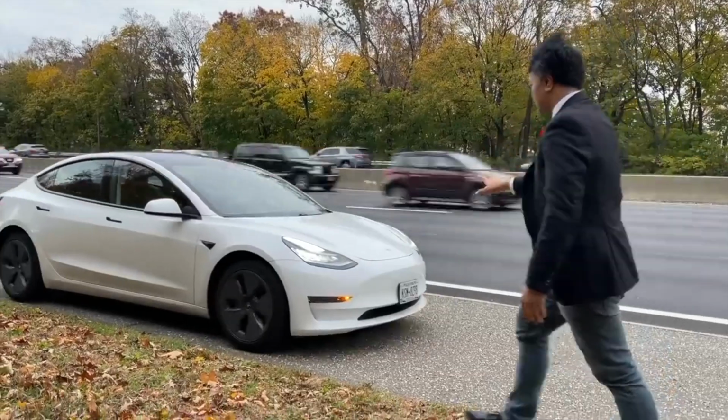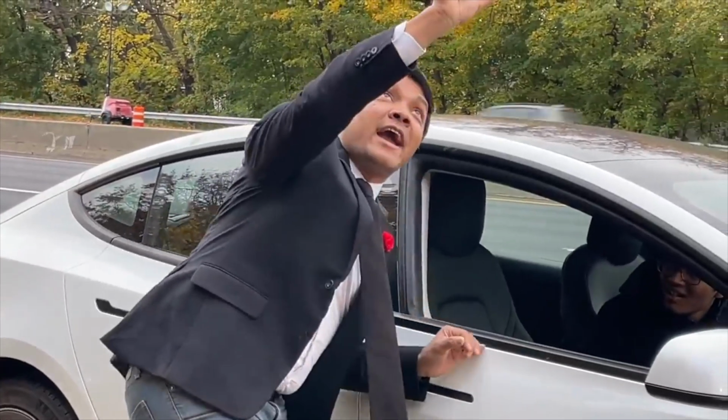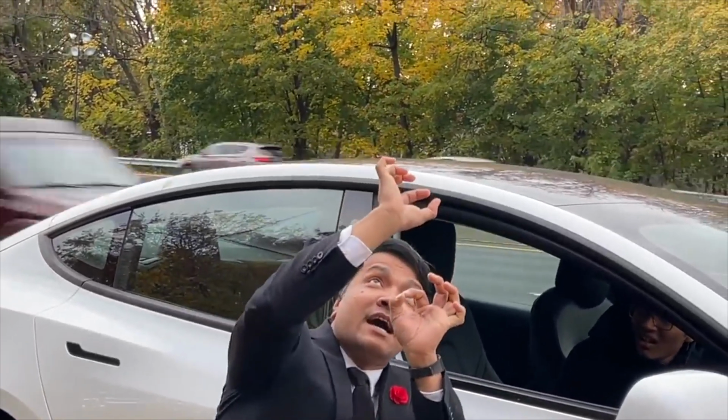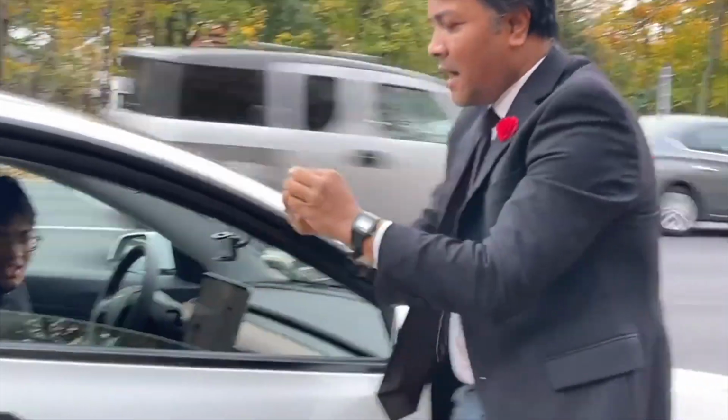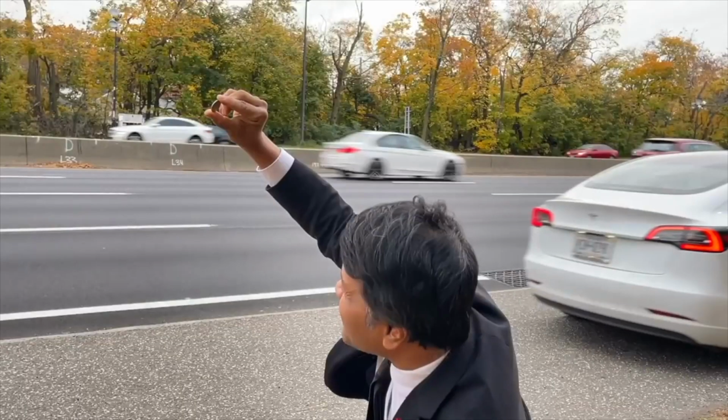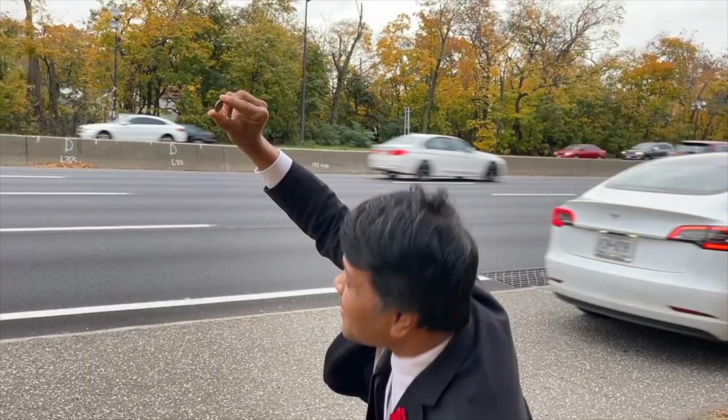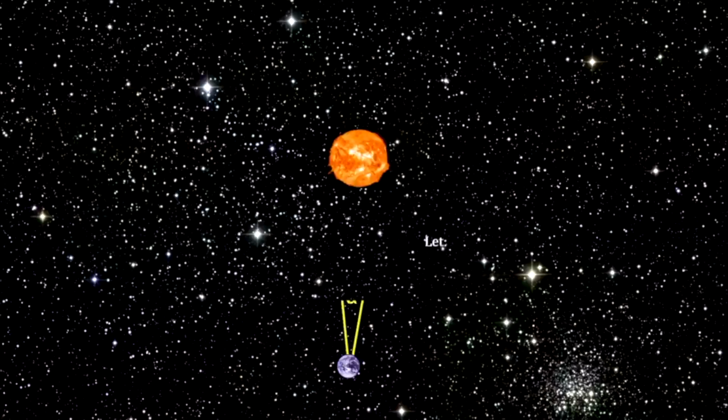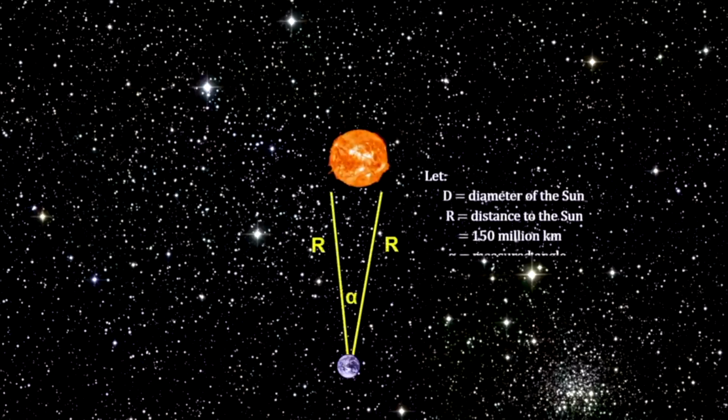Excuse me, driver, can you please give me a coin? Because I need a coin to find the diameter of the sun. All right, thank you for the coin. All right, now I'm going to hold this coin in a way I block the sun, so I will be able to find the diameter of the sun by using trigonometry.